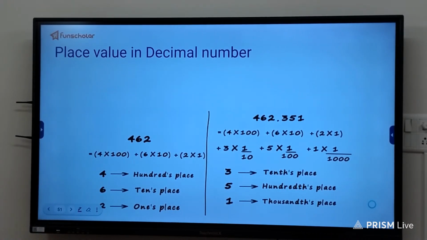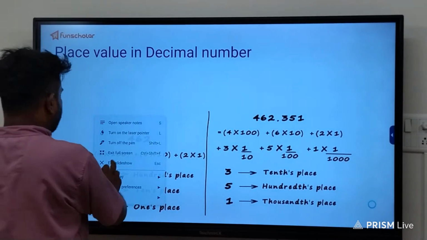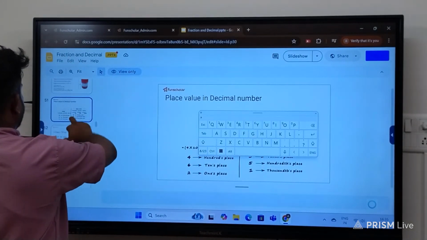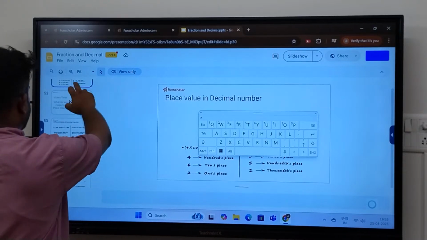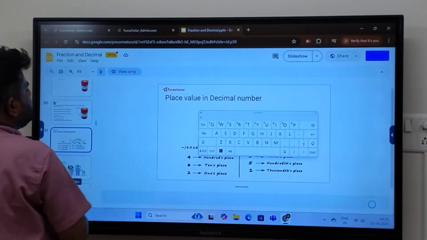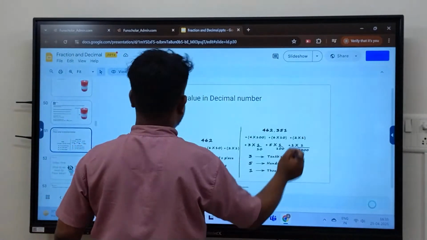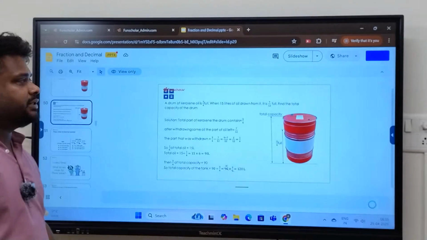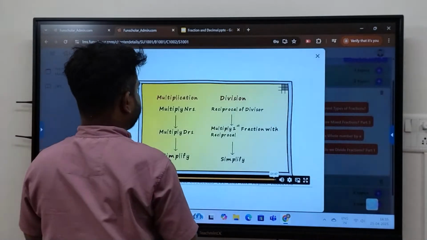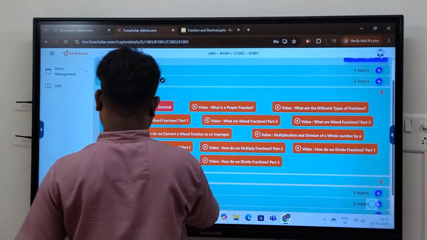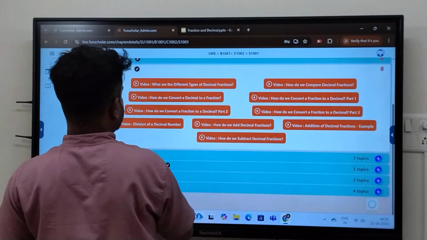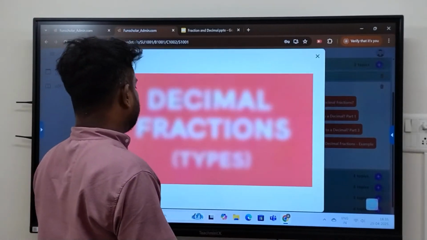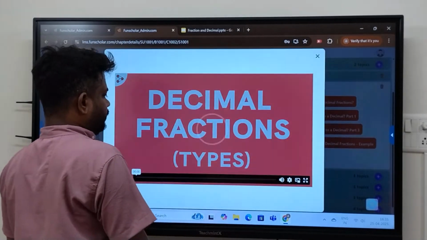Okay, place value in decimal number. From now on, the fraction is almost finished. From now on we will go further into the decimals chapter. Okay, so before going into the decimals chapter, we are going to see a video.